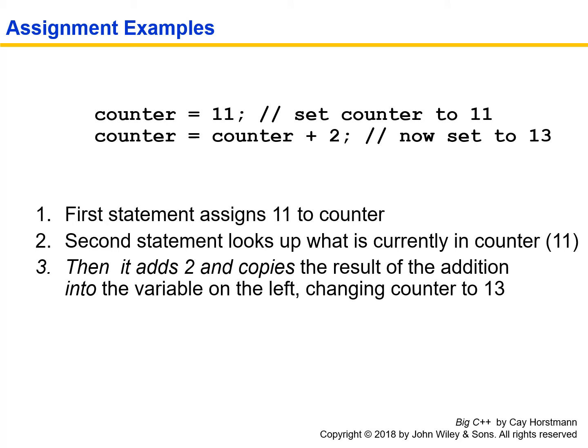Okay, so just a couple of examples of assignments. counter equals 11 is going to set the variable counter to 11. counter equals counter plus 2. Note that it doesn't matter that we have counter on both sides. We're going to take whatever's on the right side, counter, which is already 11. We're going to add 2 to it and get the value 13. And then we're going to stuff that value into the variable on the left. So counter is now set to 13.